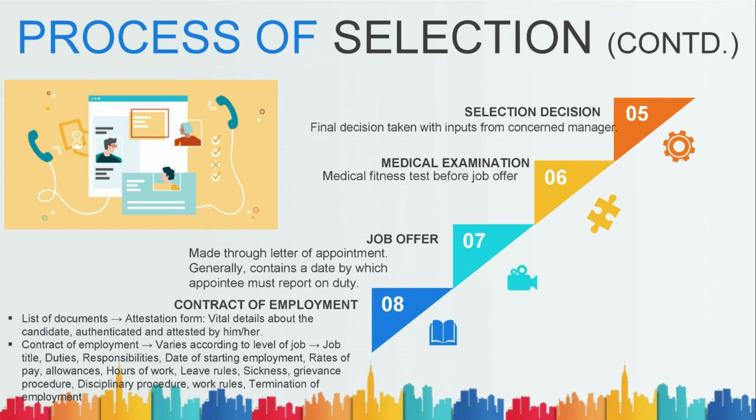Now the contract of employment includes a list of documents in the form of attestation forms, which include the vital details about the candidate, authenticated and attested by him or her. The contract of employment varies according to the level of job, and it specifies the job title, the duties, responsibilities, date of starting of employment, rate of pay, allowances, hours of work, leave rules, sickness, grievance procedure, disciplinary procedure, work rules, termination of employment. All these are mentioned in that bunch of papers, or what we call the contract. So once that contract is accepted by the applicant, he officially becomes the employee of the organization.